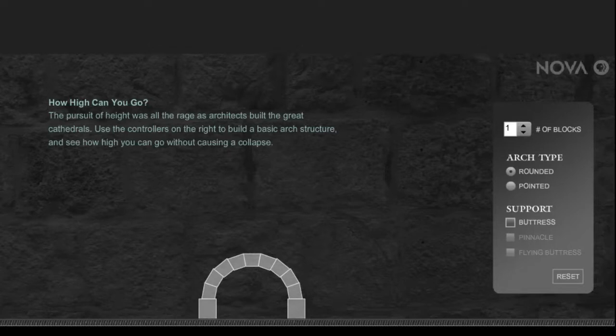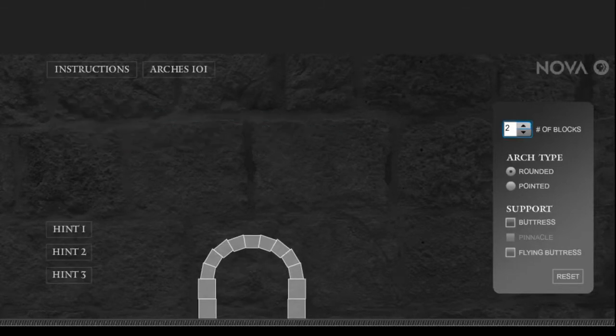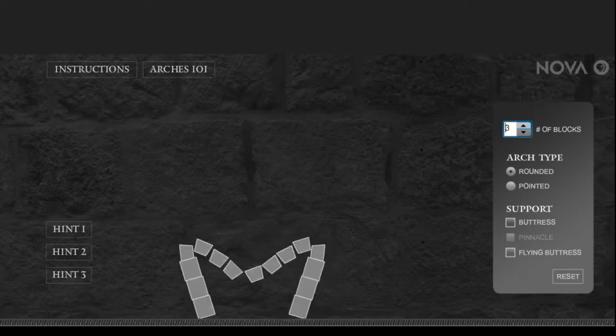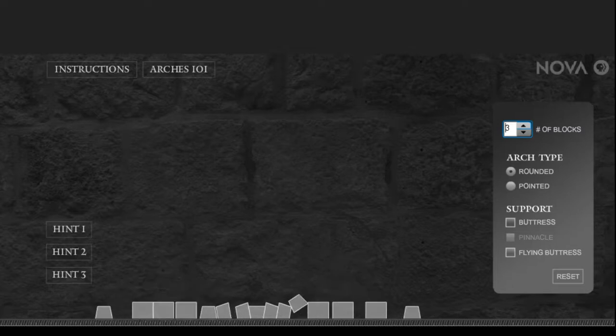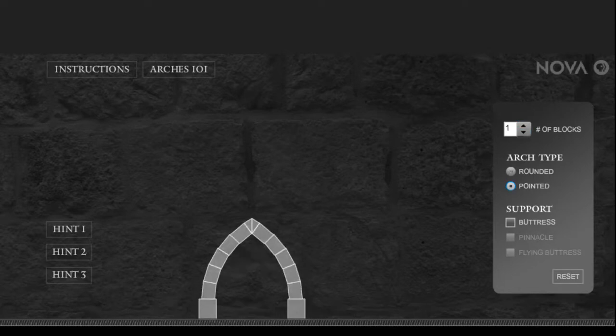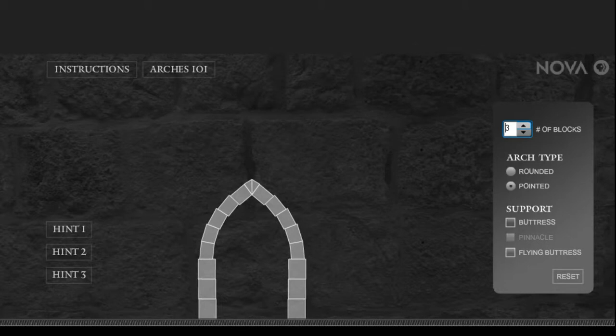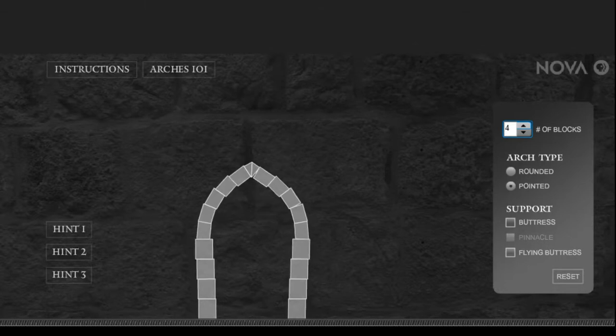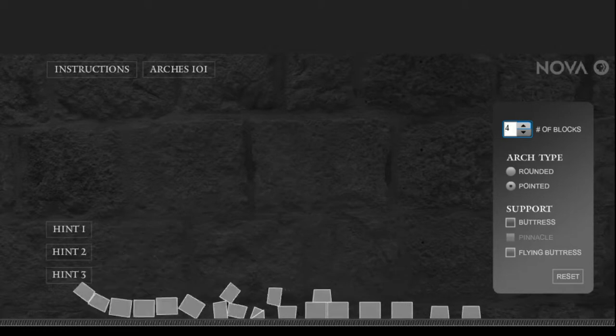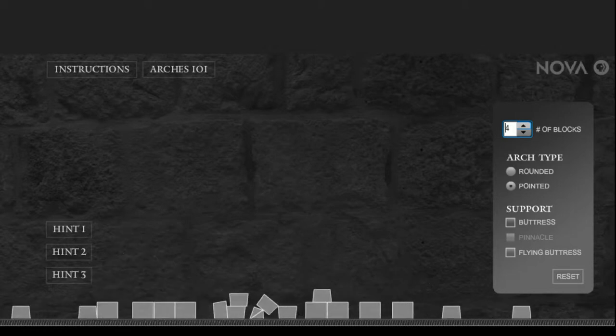Alright, so this is an example of a rounded arch, and what we're going to do is increase the number of blocks that are making up the columns. So if we go up to 2 blocks, you can see that we still have a fair amount of stability. If we go up to 3 blocks, now you can see how those two columns are being forced out. If we make a pointed arch instead of a round arch, we have a little more stability. So there's 2 blocks in our columns. There's 3 and it's still standing, but you can see it's starting to get pushed out, and in fact we go up to 4 and the whole structure collapses.